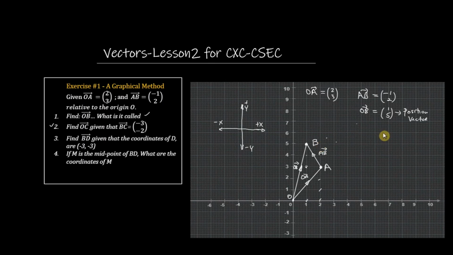So let's write again, BC equal to 3 units in the negative x direction, and 2 units in the negative y direction. It's shown here. So let's identify C on the graph. We start at B and we move towards the left 3 units. So that's 1, 2, 3. Then we move down 2 units. That's 1, 2. So our point C is located here.